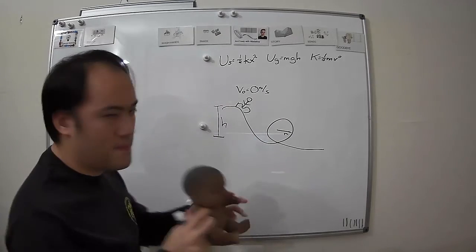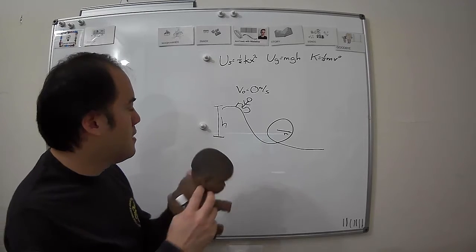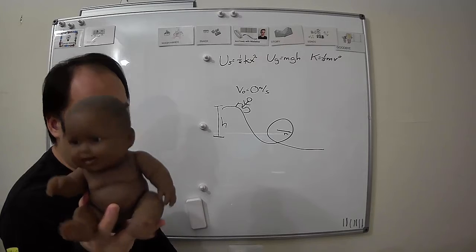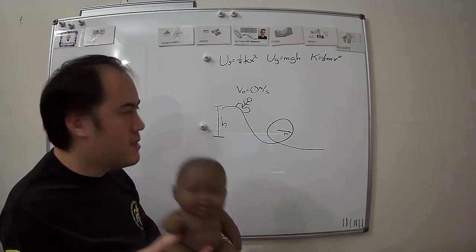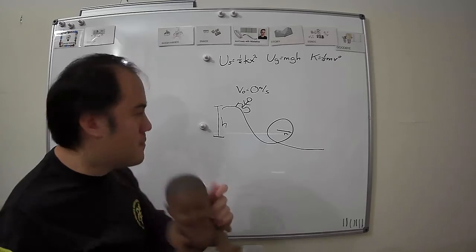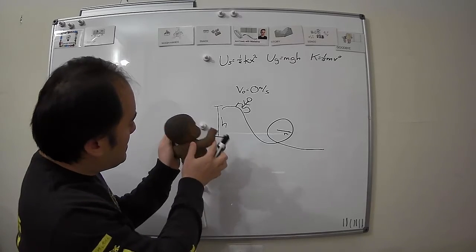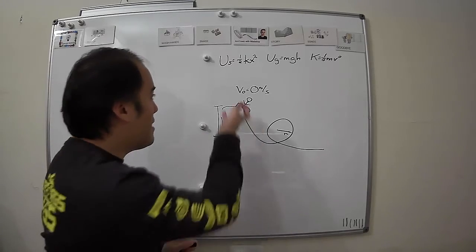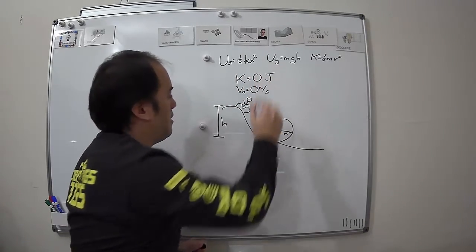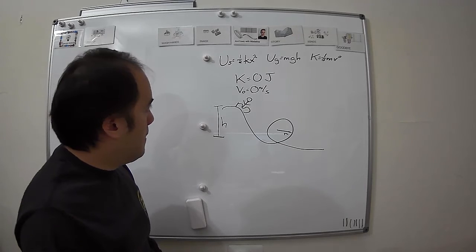Look at this problem, Daisy. I see it, Mr. Lamb. What's the starting speed of the roller coaster? 0. V naught equals 0. It starts at rest. Good. What's K naught, the initial kinetic energy? 0? Yeah, obviously. If v naught equals 0, K equals 0. Great.